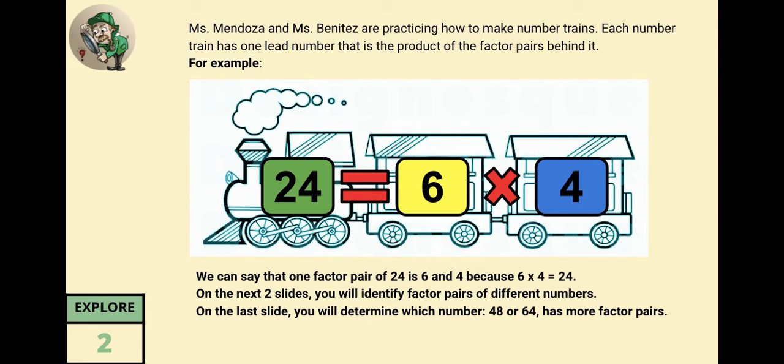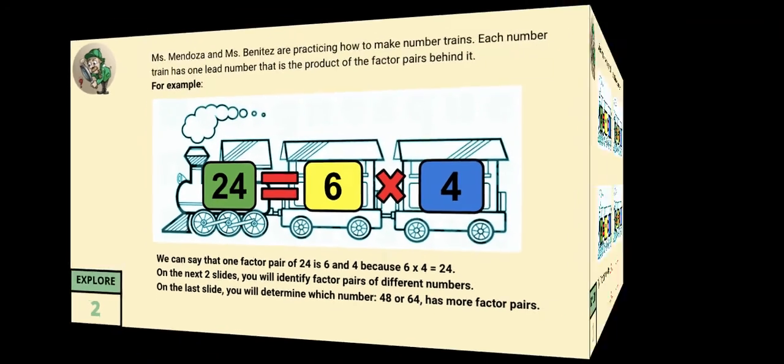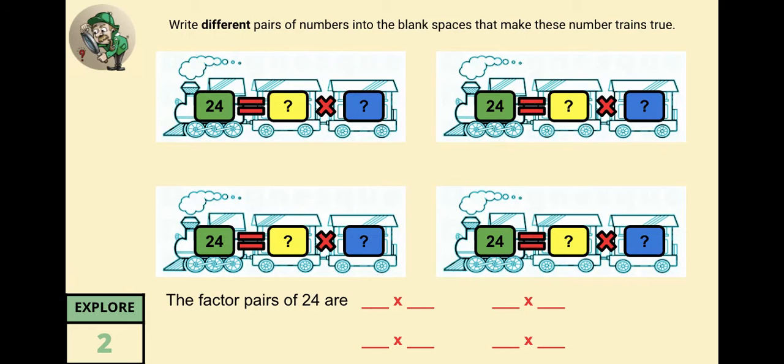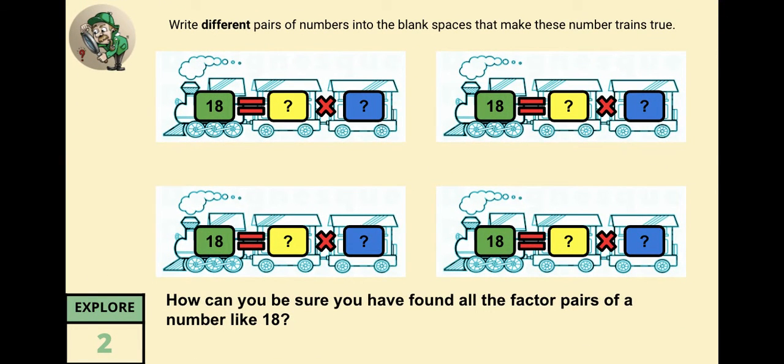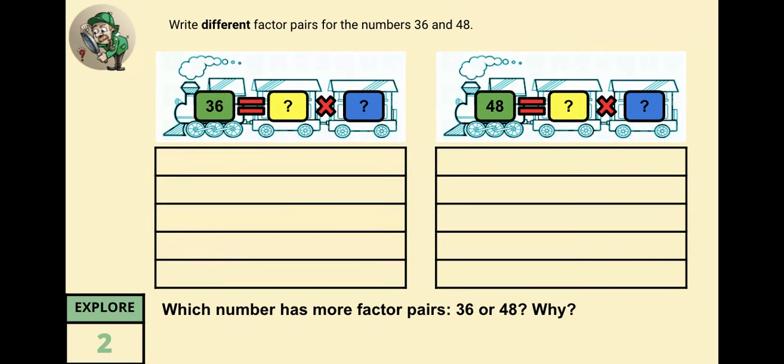On the next two slides, you will identify factor pairs of different numbers. For example, here of 24 again, there are other factor pairs for the number 24. Then you will look at the number 18. And the question asks you, how can you be sure that you have found all the factor pairs? And finally, you're going to compare the number 36 and the number 48 and see which one has the most factor pairs. Good luck.